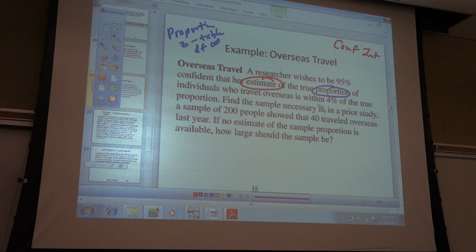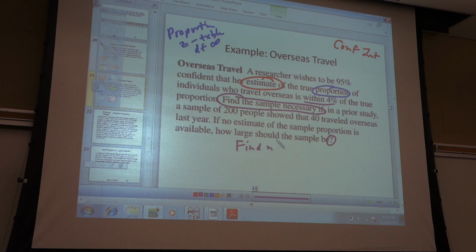Yeah, it gives you the margin of error. He was wrong though. You have to find n. Find the sample size necessary. There's a question with this confidence interval. It's a find n. This is a find n problem.